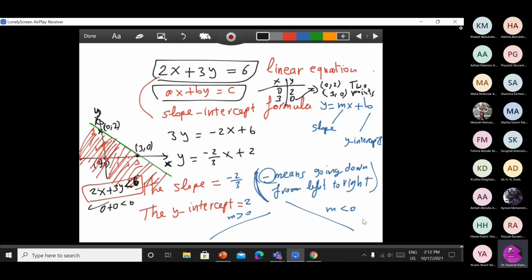This is the area of the linear inequality, right? Be careful, the line is not included because you have only less than. You don't have equal. If you have equal, I have to make the green line red as well. This is how to graph the linear inequality.